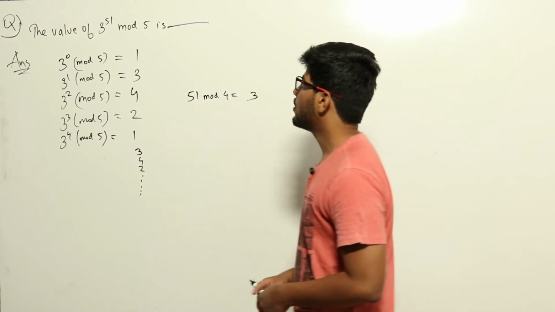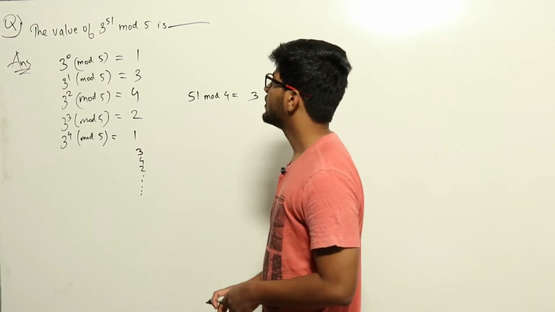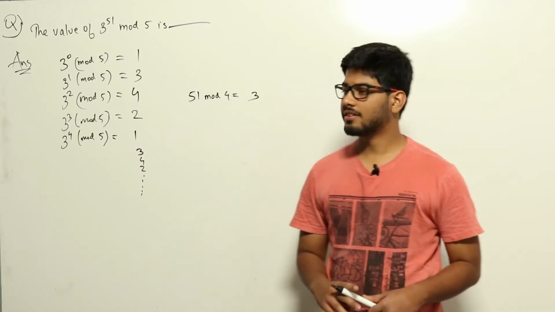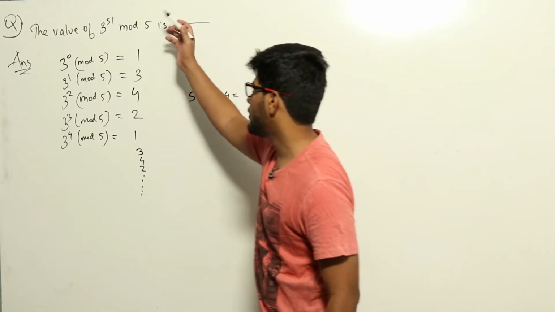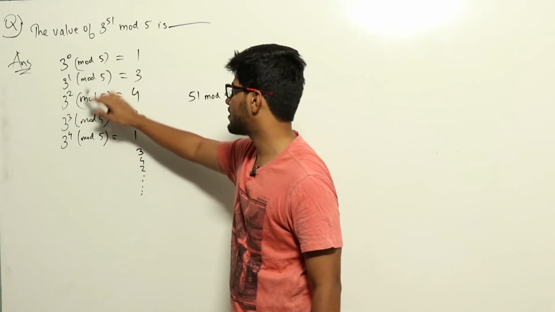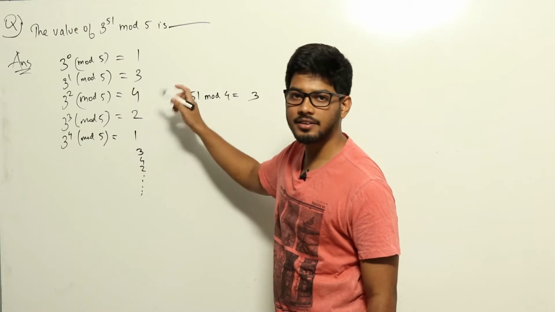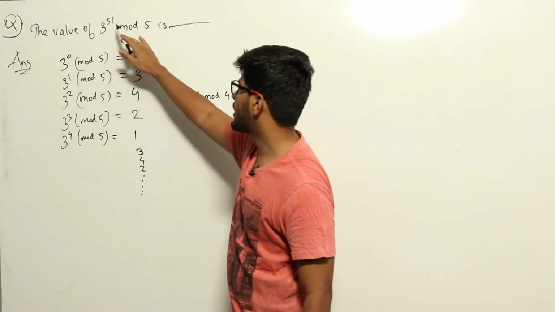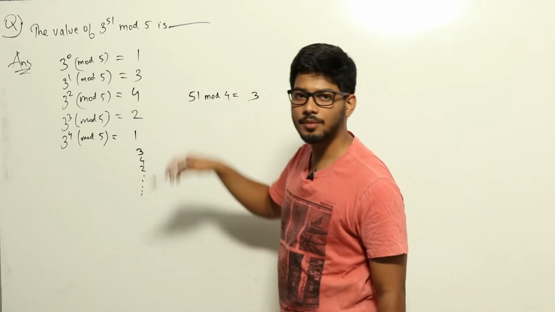The value of 3 power 51 mod 5 is dash. So this is again a very simple question. Here what I will do is I will be taking simple 3 power 0 mod 5, 3 power 1 mod 5, etc. and then I will find out when that pattern repeats, and after that we can just take the value of 3 power 51 based on that pattern.